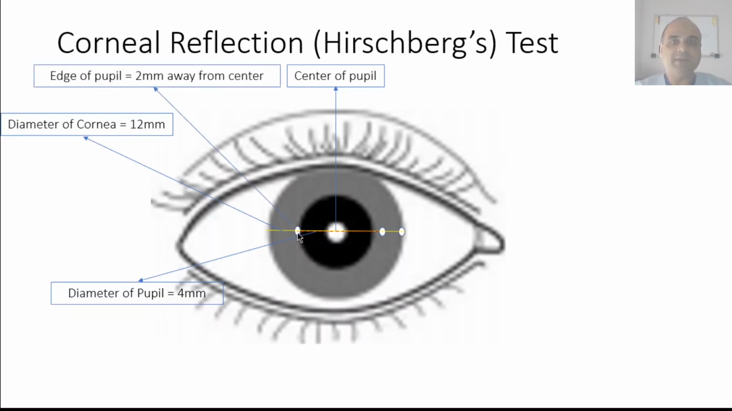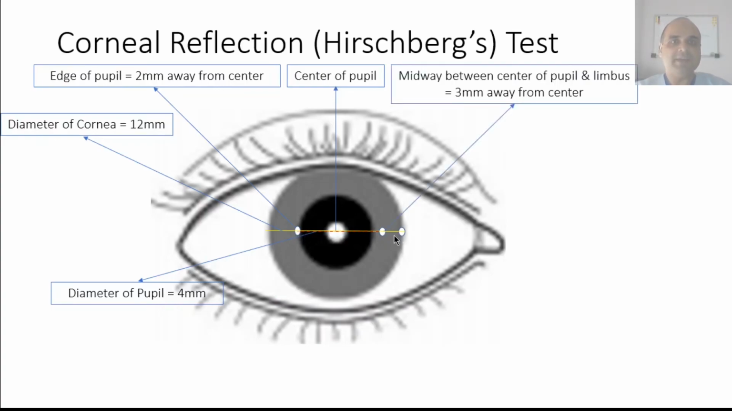So the first possibility is the corneal reflex at the edge of the pupil, which is 2 millimeters away. We have already done why that is. This red dotted line is showing you the diameter of the pupil, which is 4 millimeters. Because we are measuring distances from the center, we are going to consider the radius, which is half of 4, is 2. So the light is deviated 2 millimeters away.